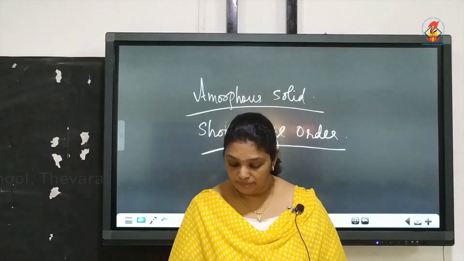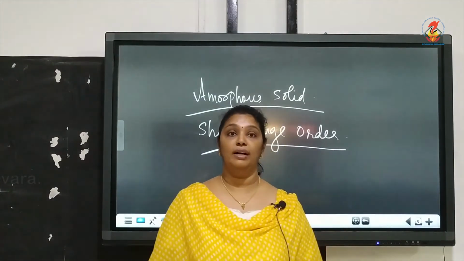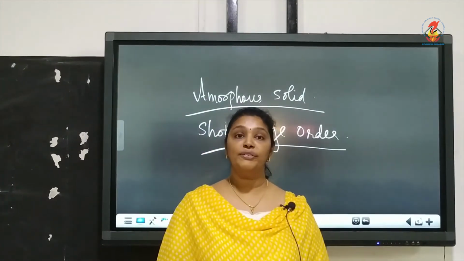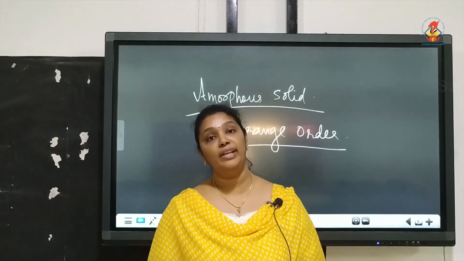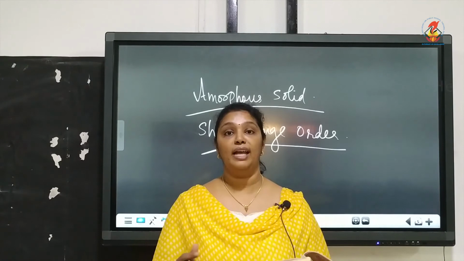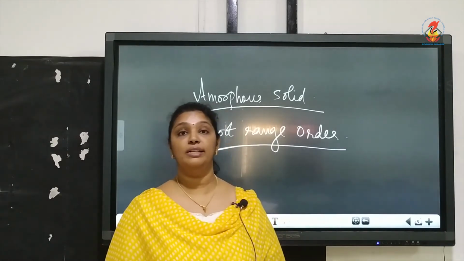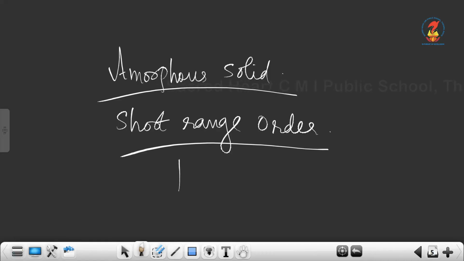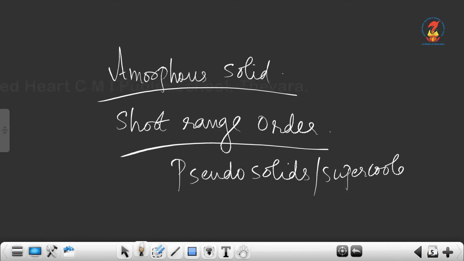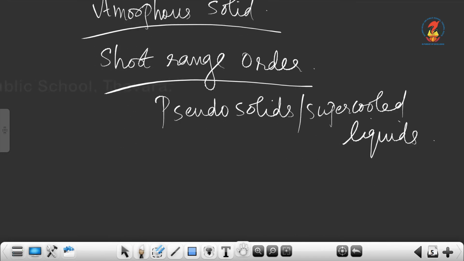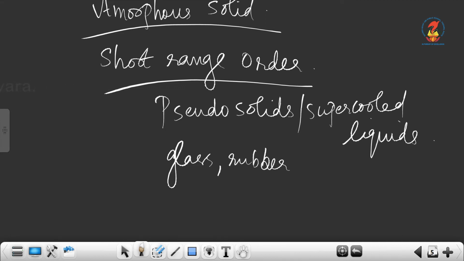Now, next, coming to the melting point of amorphous solid. The amorphous solid gradually softens over a range of temperature. They can be molded and blown into various shapes. Now, amorphous solids are called pseudo-solids or supercooled liquids. And examples for amorphous solid are glass, rubber, plastic.